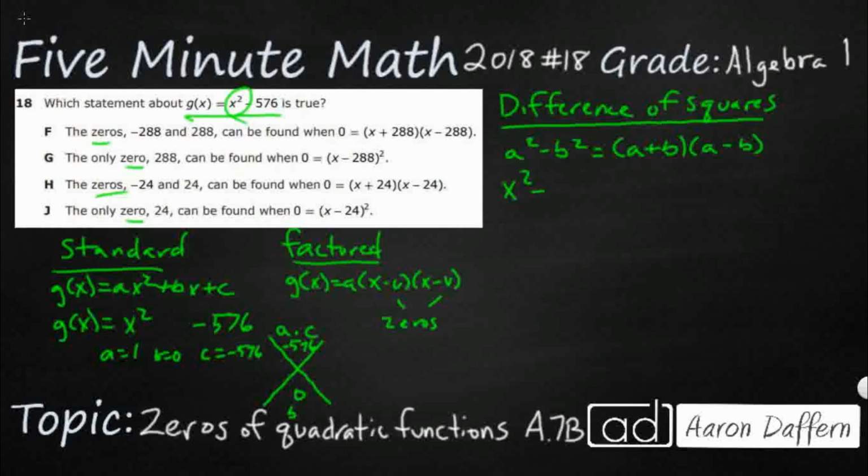Is 576 a square? Well, if we take the square root of 576, guess what we get? It's actually 24. Okay, so now we're on to something. So I can rewrite this as x squared minus, instead of 576, 24 squared. So I can say x squared minus 24 squared, and then I can rewrite it as (x plus 24)(x minus 24).